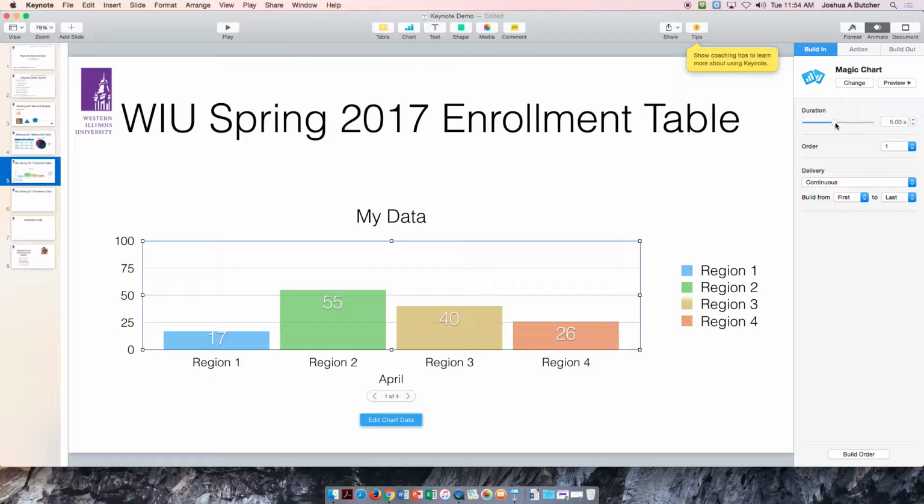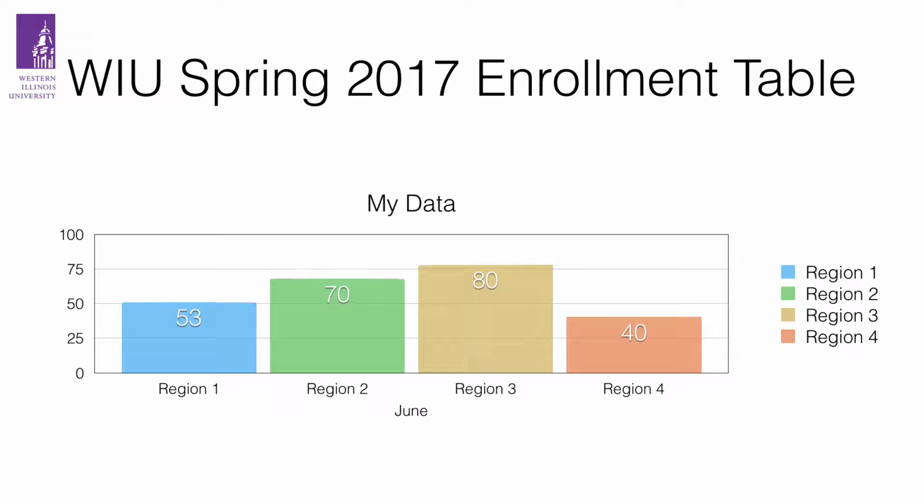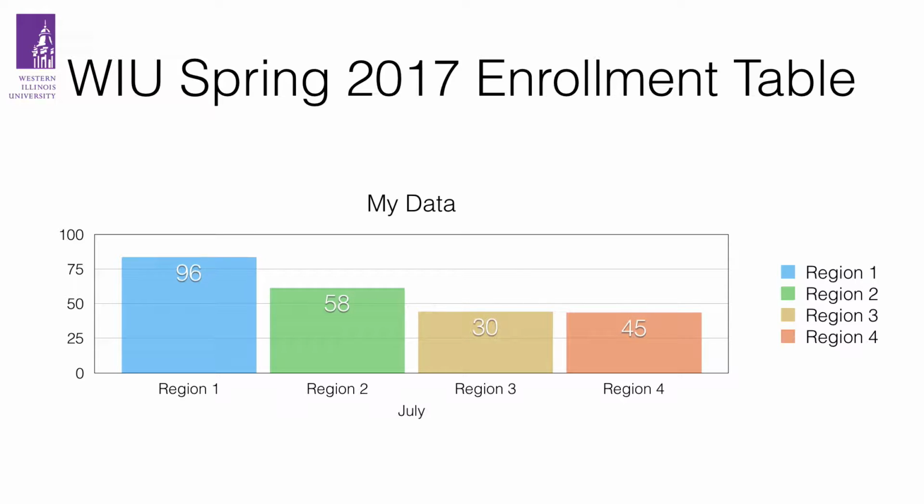If I drag this out to maybe 20 seconds, it should take longer to play through those animations. Now you're seeing it's much slower between April, May, June, and then July. That's the kind of effect you get when you change those animation options. It's a neat way of showing different sections of your chart and different options so they can see the difference animated.